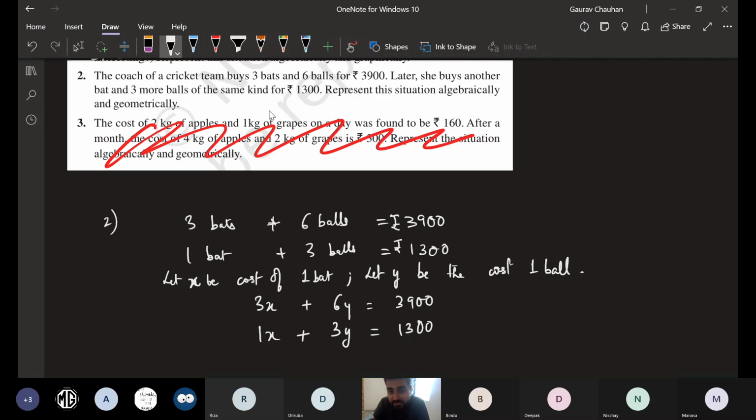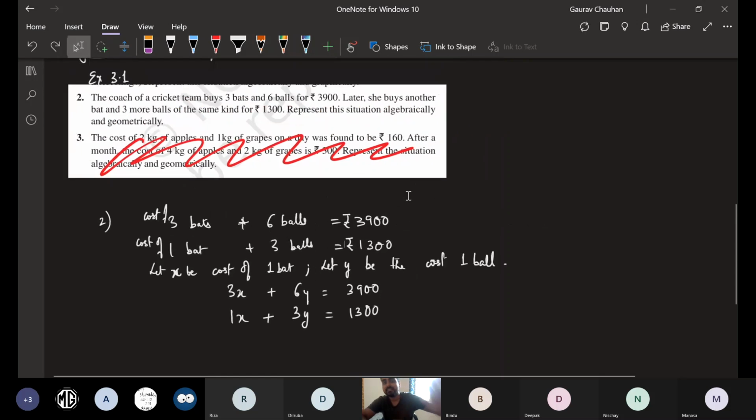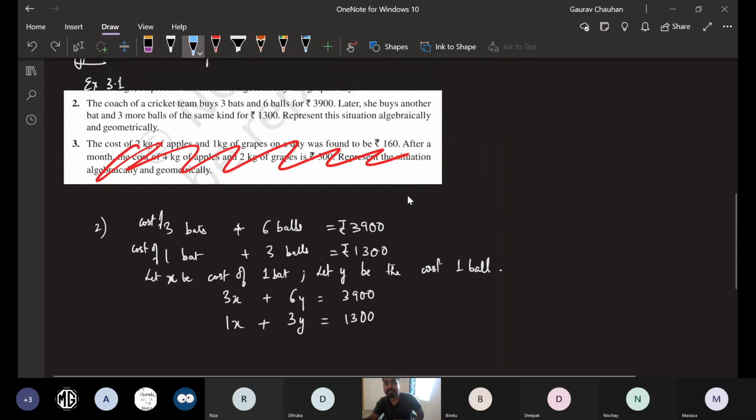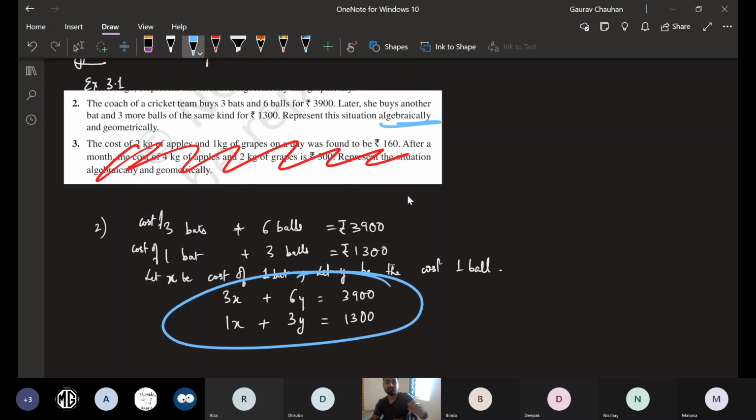If you are doing this, then this is the algebraic part. When you are writing, this is good enough, Manasa. The only thing is you could have written cost of and cost of here. Cost of 3 bats plus 6 balls, cost of 1 bat plus 3 balls. If you're writing in words, you put rupees also. When you're writing finally in numbers and x and y, you can drop that rupee symbol. So this right now here, guys, is the algebraic representation of the situation.